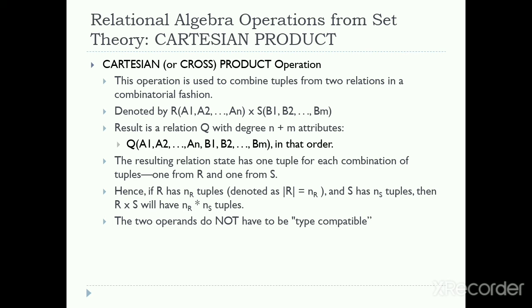One more thing you have to notice here is that the operand relations do not have to be type compatible. That restriction is not imposed on the Cartesian product. It can have any number of attributes. That means the number of attributes may not be the same, and the domains are also not the same. You can have the same number of attributes or not, so the restriction is not imposed on Cartesian product.